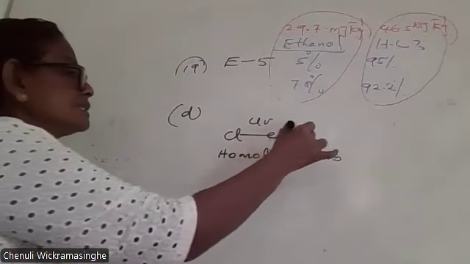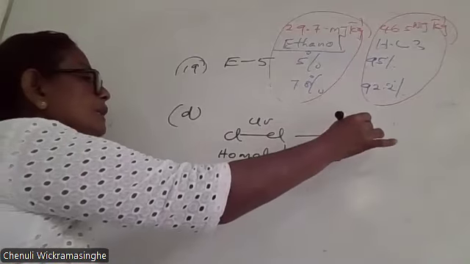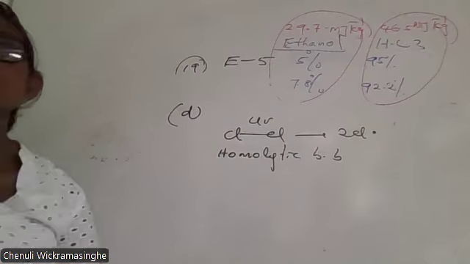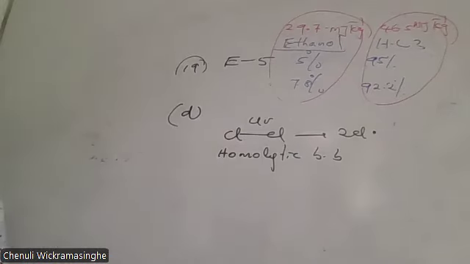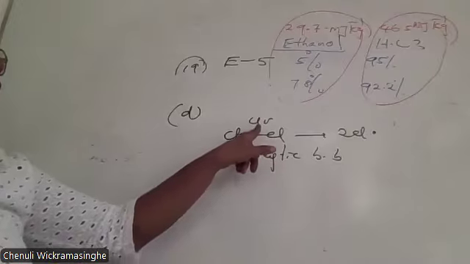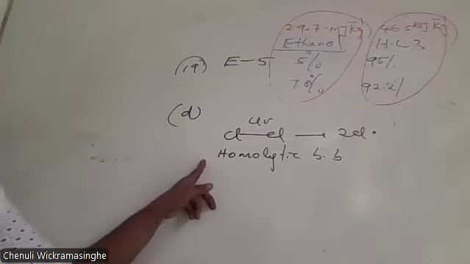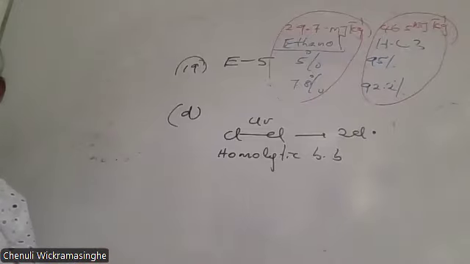Second mark is that this generates chlorine free radicals. We need the chlorine free radicals in order to continue the process. The UV light provides energy to form chlorine free radicals, at the same time breaking the bond homolytically to form these 2 chlorine free radicals. These are the 2 marks.